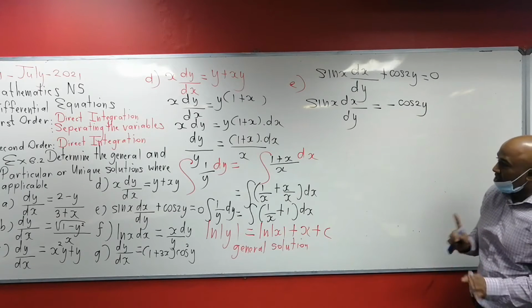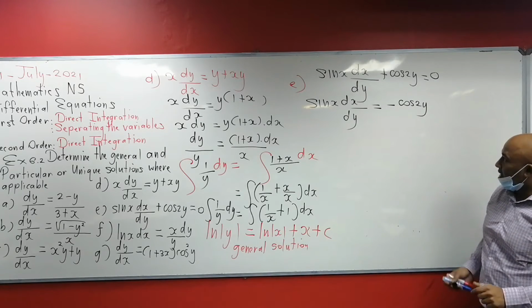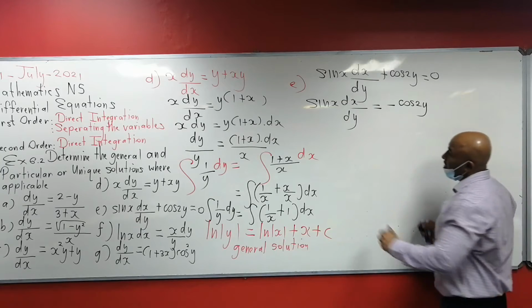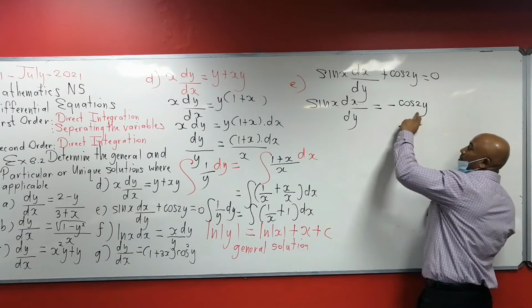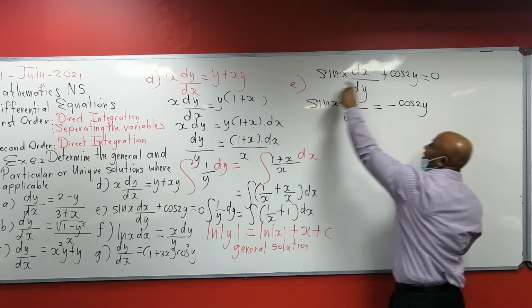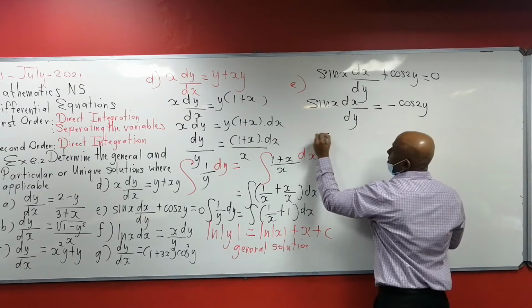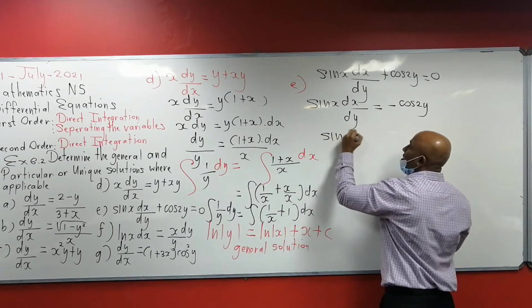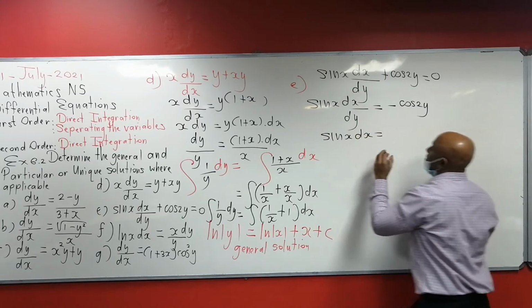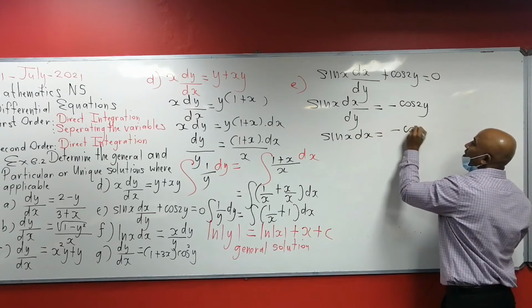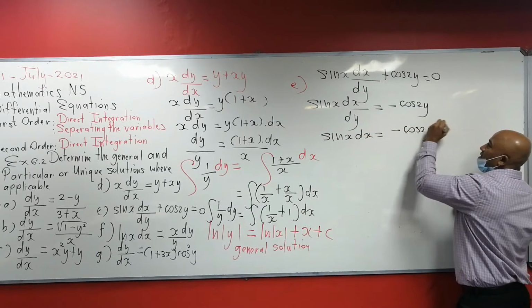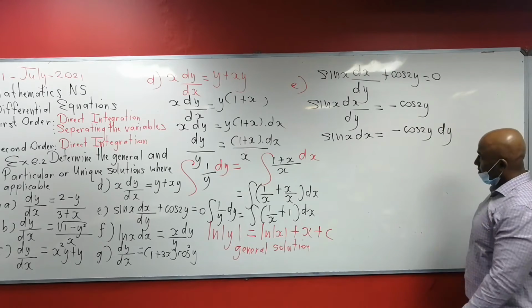Now I can separate them. Okay, so here, if I cross multiply, if I multiply by dy on both sides, so that will be sine x dx is equal to minus cos 2y times dy.